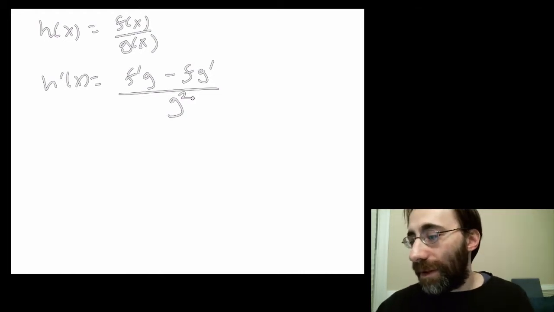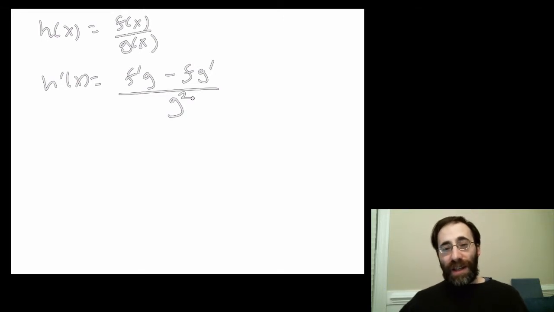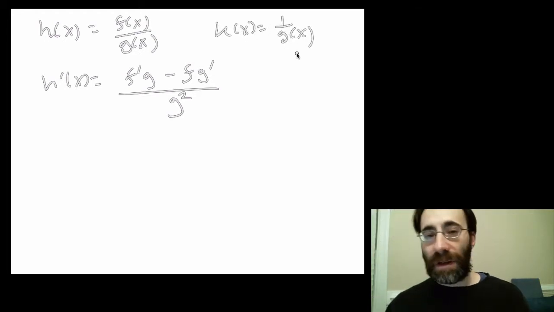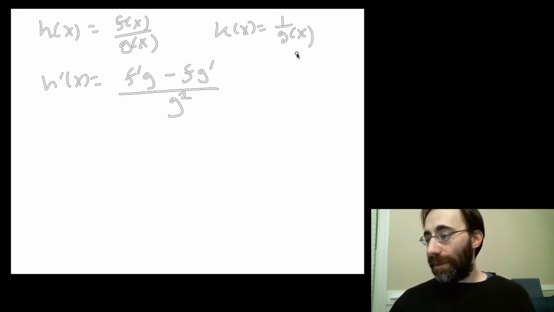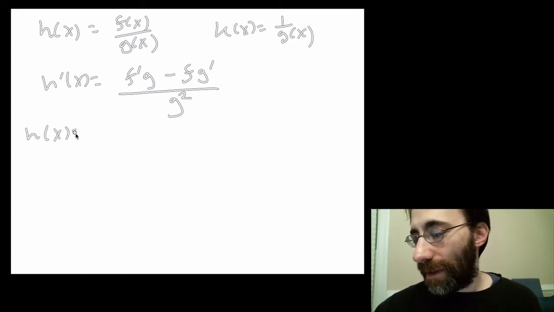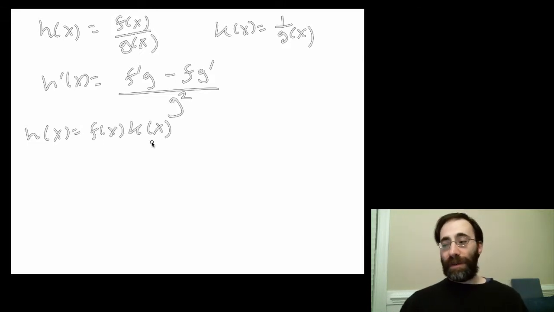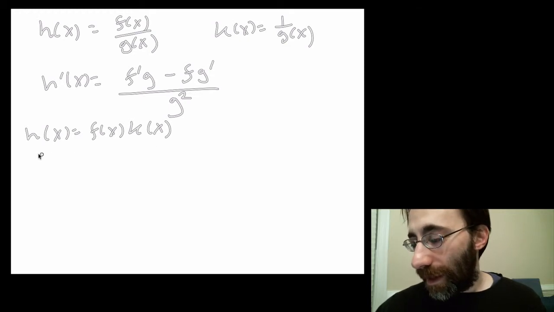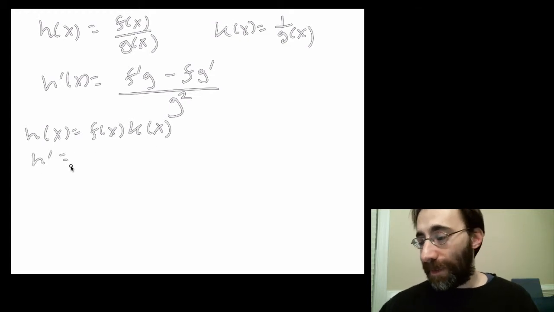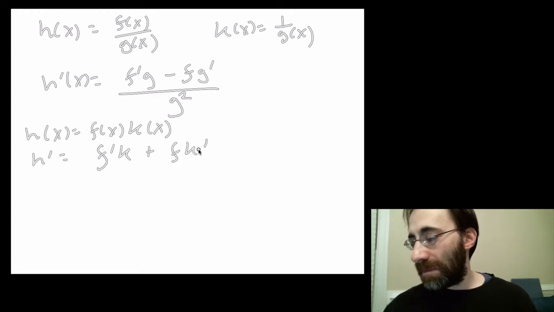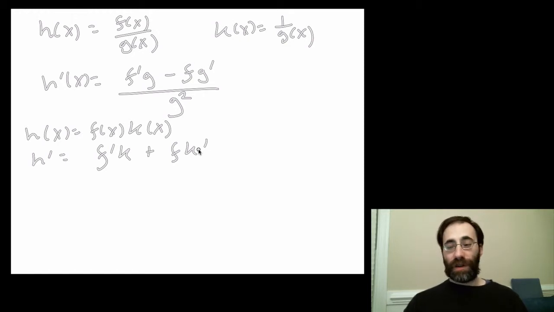Now, f over g of x is just a product. Let's define a function k of x equals 1 over g of x. I can do that. Well, then h of x is equal to f of x times k of x. Right? So far fair. Well, again, h prime by the product rule is f prime k plus f k prime. Right? So far so good. Nothing fancy. It's the product rule we just did a second ago.